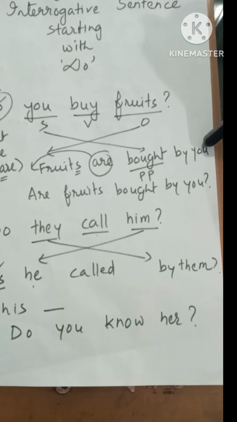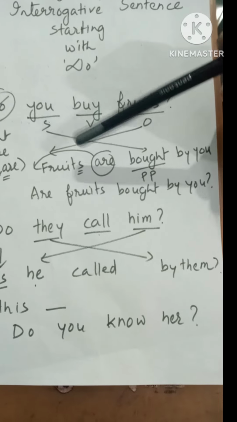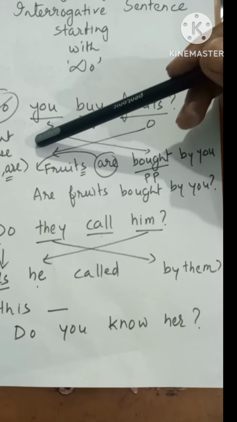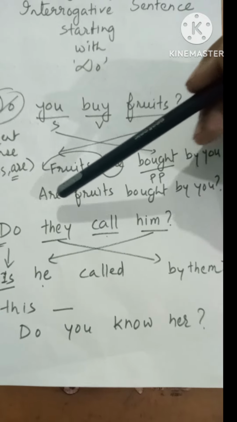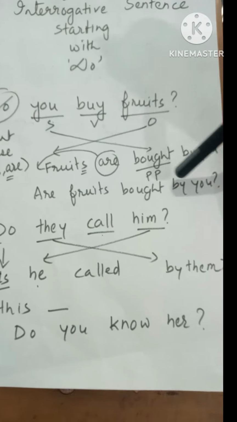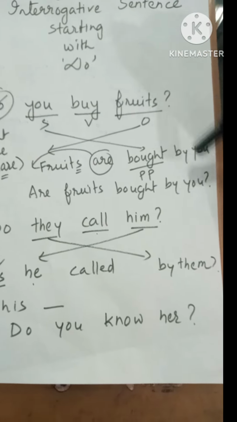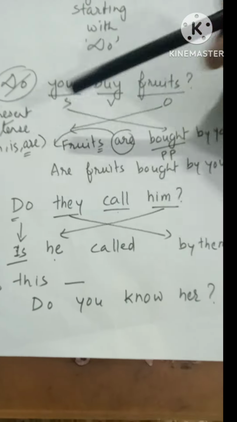This is a statement, but we are given an interrogative sentence, so we have to make it interrogative. So for that we are taking out the auxiliary in front. Are fruits bought by you becomes the final answer. So question becomes question. Try another one.